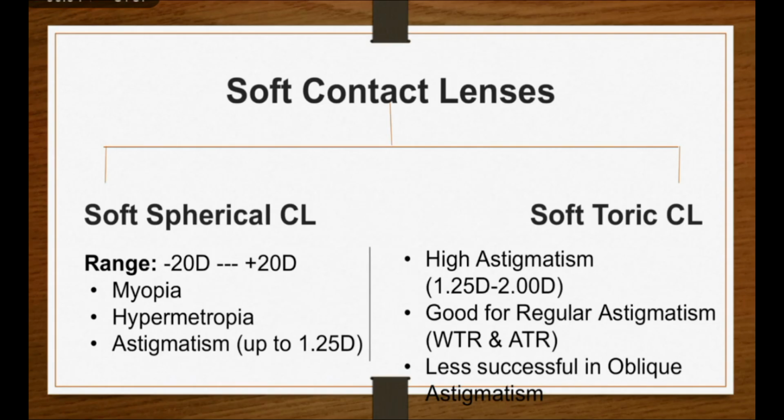Soft contact lenses are those that are water loving, right? The water loving contact lenses are the soft ones, and they are of two types: the soft spherical contact lens as well as the soft toric contact lens. They are similar to what you have seen in spectacle lenses, either spherical lenses or cylindrical lenses. You have seen spherical lenses and cylindrical lenses in the trial box. Same, those lenses can be considered in the contact lens, right?